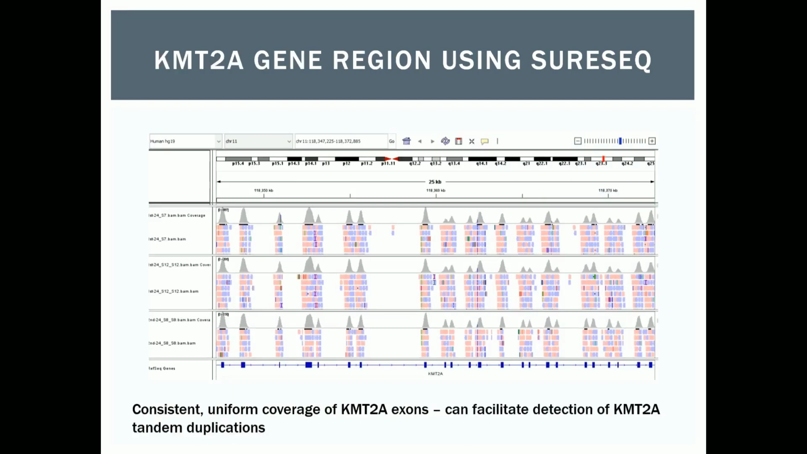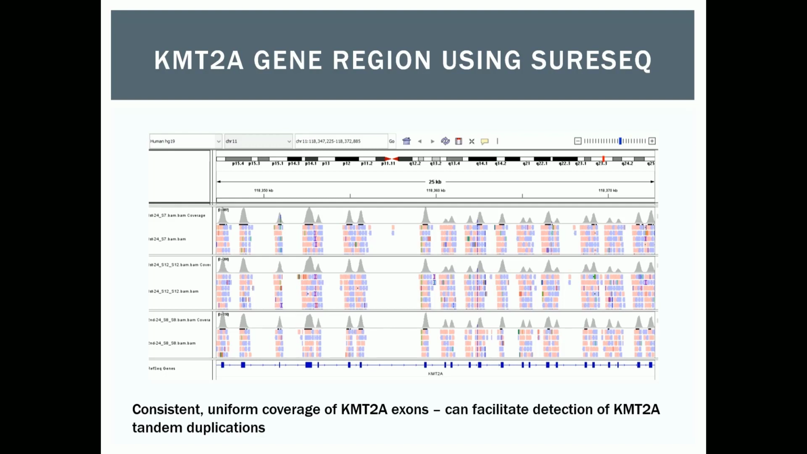The last thing that I wanted to point out from the SureSeq data is coverage across the KMT2A gene region. In AML, partial tandem duplications of the KMT2A gene can occur, usually involving exons 4 to 8. In the assay that we've been using recently, there were only a few of the KMT2A exons that were targeted. This, coupled with non-uniform amplification amounts, made it difficult to assess for KMT2A partial tandem duplications.